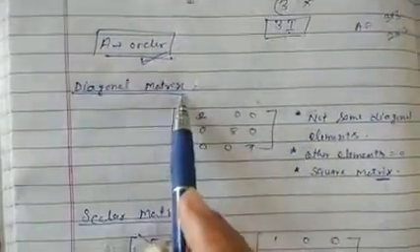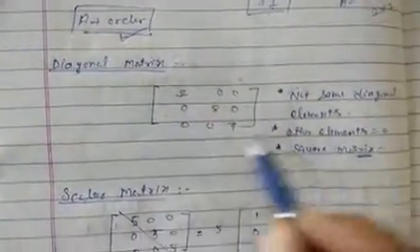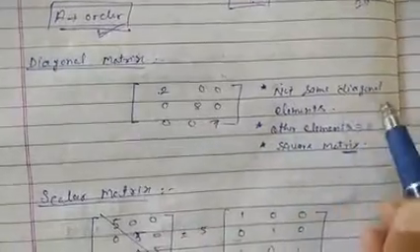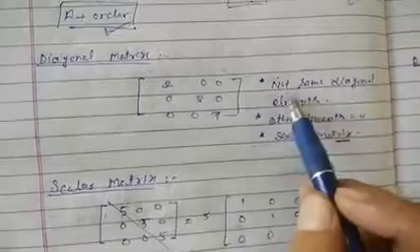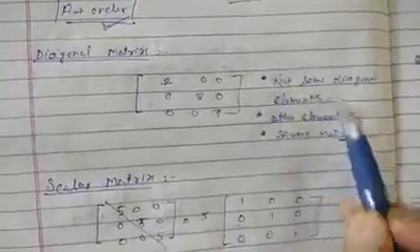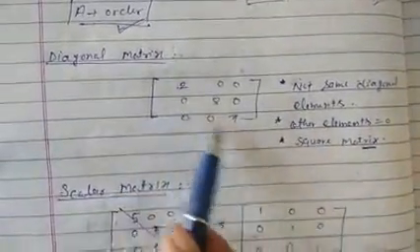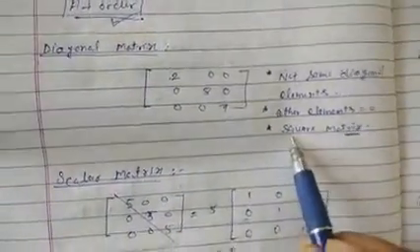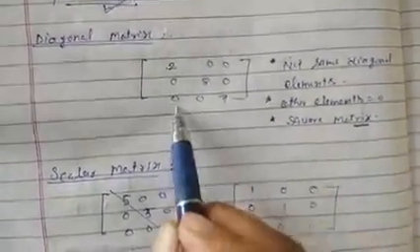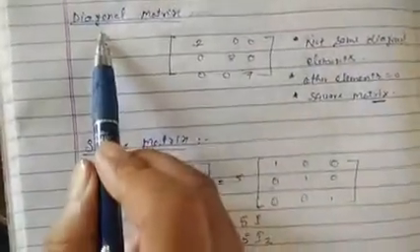The diagonal matrix: just see the condition, the diagonal elements are not the same, and the other elements are 0, and it is always a square matrix. So that is a diagonal matrix.